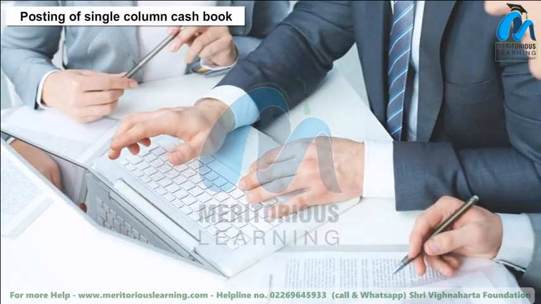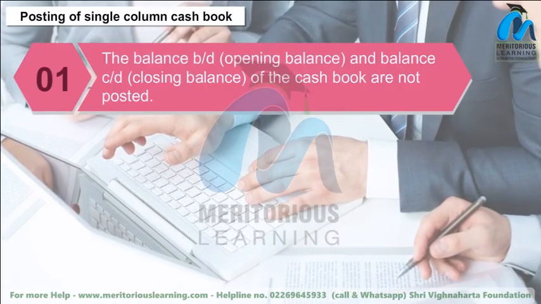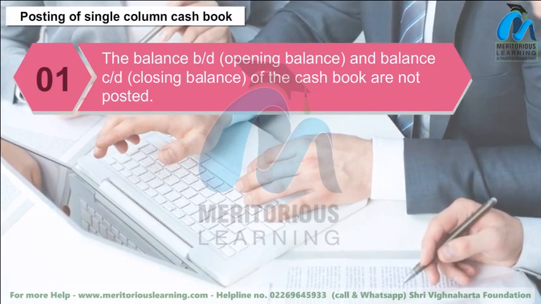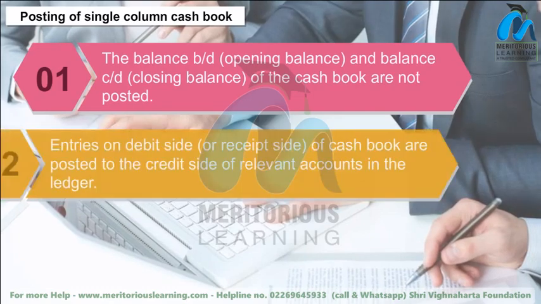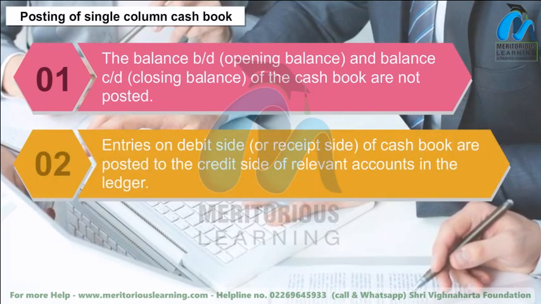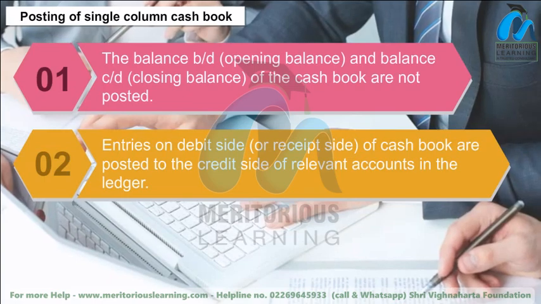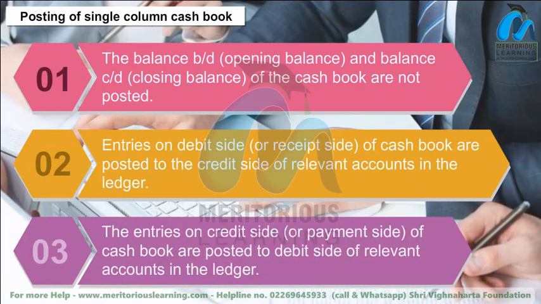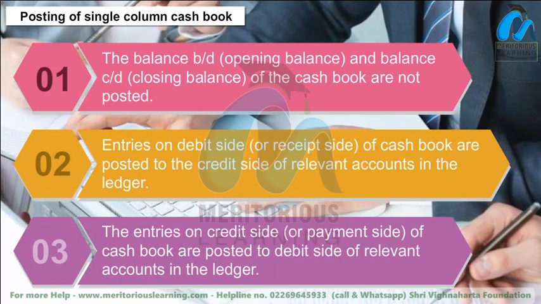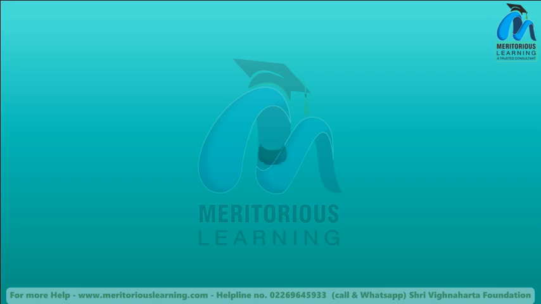Posting of single column cash book. 1. The balance b/d, opening balance, and balance c/d, closing balance, of the cash book are not posted. 2. The entries on the debit side or receipt side of the cash book are posted to the credit side of relevant accounts in the ledger. 3. The entries on the credit side or payment side of the cash book are posted to the debit side of relevant accounts in the ledger.